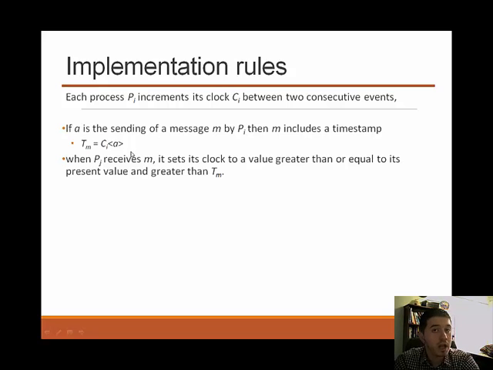Now, in order to have the relationship happened before, and in order to have the logical clock concept, when Pj, which is another process, receives the message M, it sets its clock to a value greater than or equal to its present value and greater than Tm. So, for example, if another process J receives a message from the other process I, then it should receive the timestamp of that event, and it should assign this event a higher timestamp than what it received. So, in order for us to say that event A happened before B.